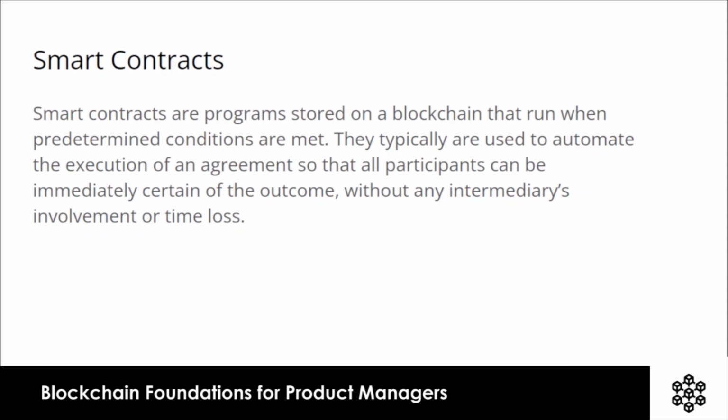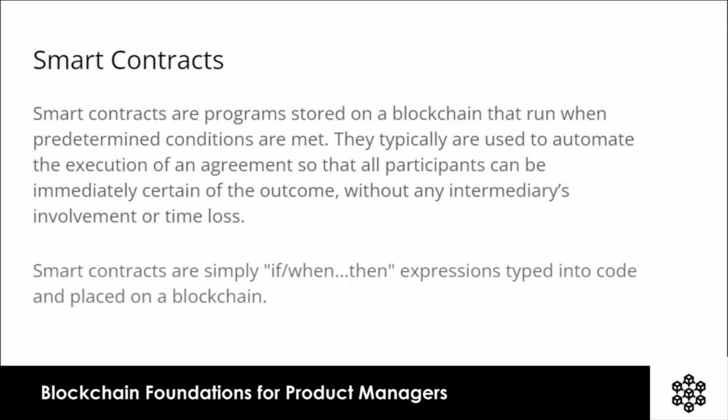Smart contracts are simply if-when-then expressions typed into code and placed on the blockchain. When predefined circumstances are satisfied and validated, the blockchain network does the necessary activities. This can entail issuing a ticket, registering a vehicle, sending notices, or releasing payments to proper parties.